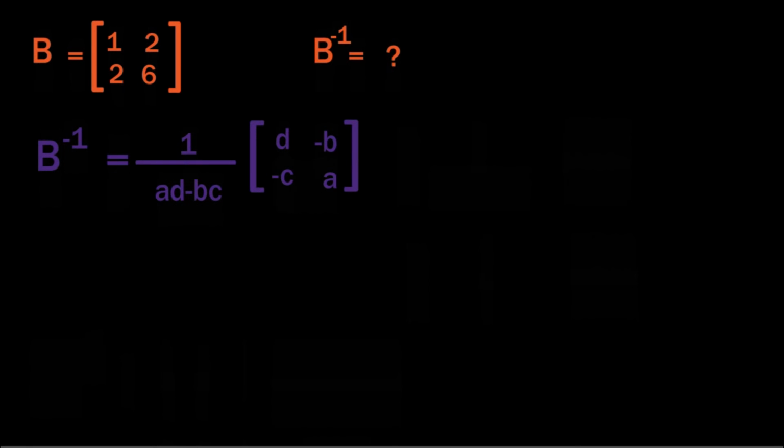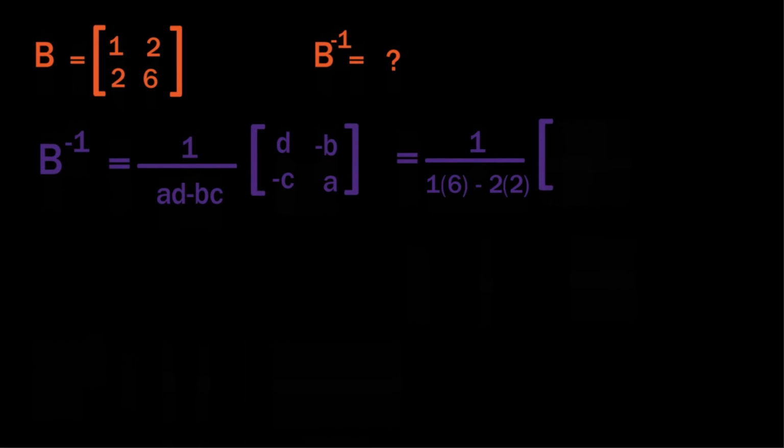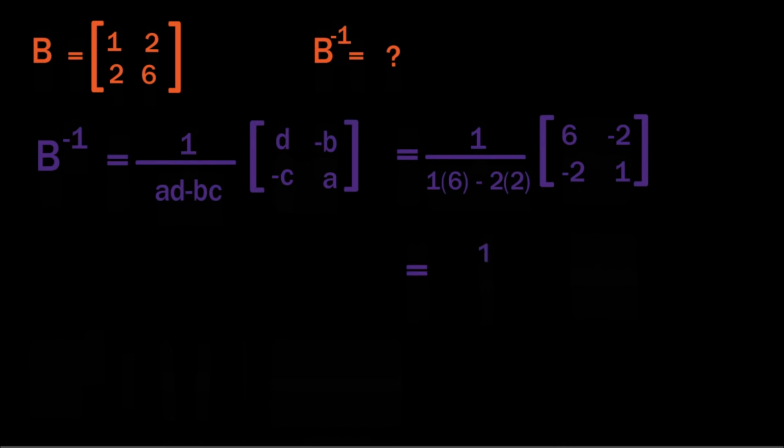So we have 1 over A, which is 1, multiply with D, which is 6, minus B, which is 2, multiply with C, which is also 2. And let's say we have D, the 6, A is 1, B is 2, so negative B is negative 2, C is 2, negative C is negative 2. So we will get the denominator is 6 minus 4 is 2. So we will get the answer as follows.